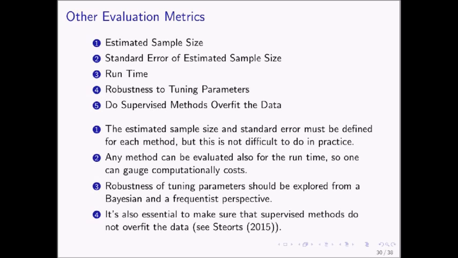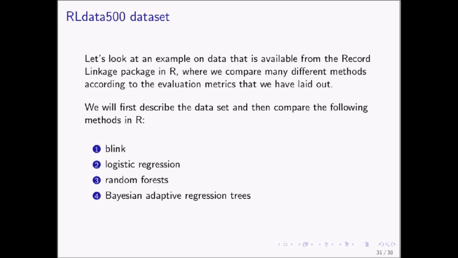And to me, robustness to the tuning parameters is very important from either a Bayesian or a frequentist perspective. And as I said before, it's really important to make sure that the supervised methods are not overfitting the data, because oftentimes they are. So I'm going to talk about this a little bit, and specifically this is coming from a paper of mine from 2015. I'm not going to go into the details of the method. I'm just going to show some of the results.